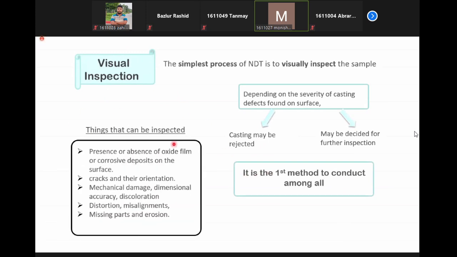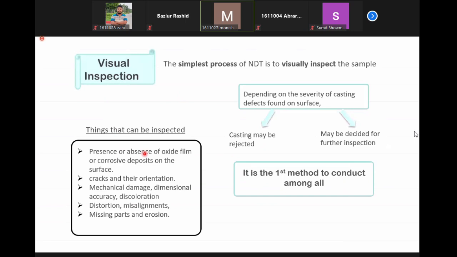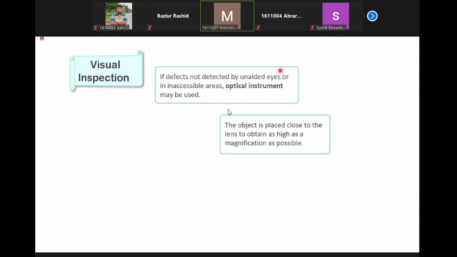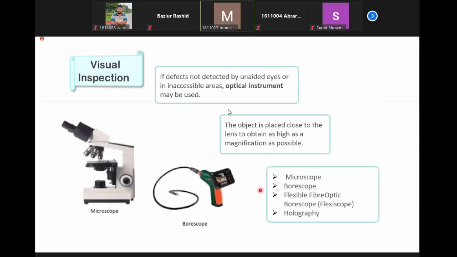The things that can be inspected here are the presence or absence of any oxide or corrosive deposition, cracks and their orientation, mechanical damage, dimensional accuracy, discoloration, distortion, and other things. But if our eyes fail to detect these, we can take help of optical instruments, which must be in focus while evaluating. Microscope, boroscope, and holography can be used in this process.